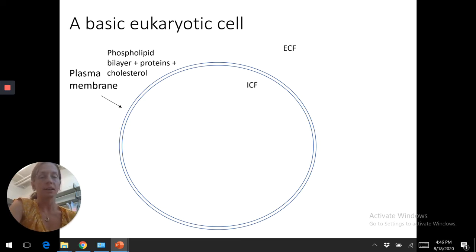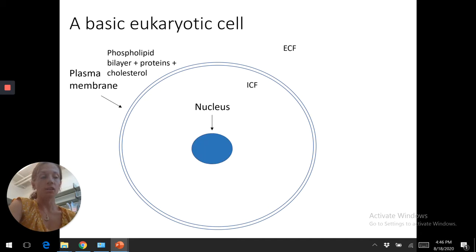The outside of the cell has a fluid called the extracellular fluid, or ECF. The inside of the cell has a fluid called the intracellular fluid, or ICF. The ICF is the same thing as cytosol. It's the aqueous fluid inside the cell. And the separation of inside and outside is important for maintaining homeostasis.